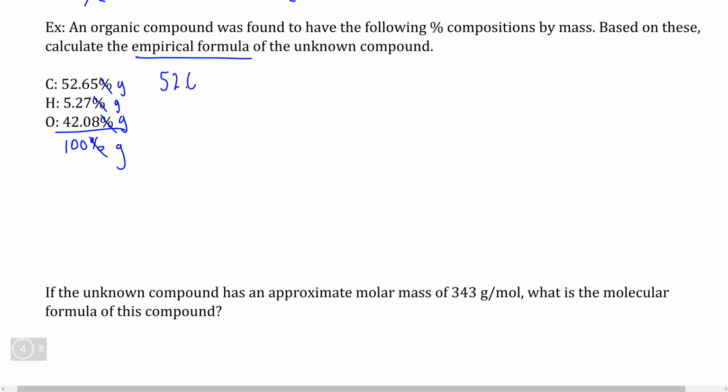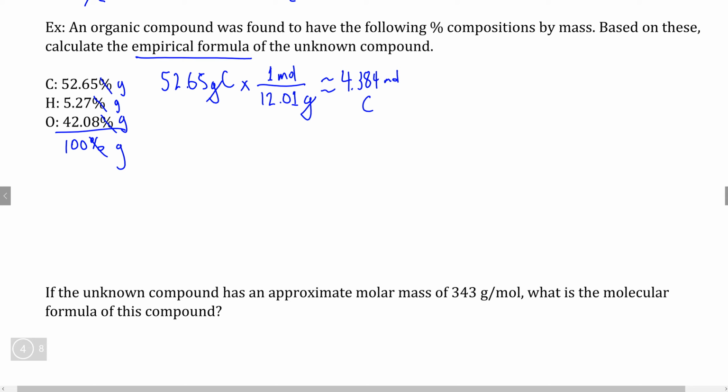We start with 52.65 grams of carbon, and we remember our molar mass of carbon because we've done it so often already. If we want to cancel grams and convert to moles, we multiply our mass of carbon by 1 mole over the molar mass of carbon, which is 12.01 grams. If you put this into your calculator, this comes to approximately 4.384 moles of carbon. Again, significant digits not relevant here because we're looking for a formula in the end.